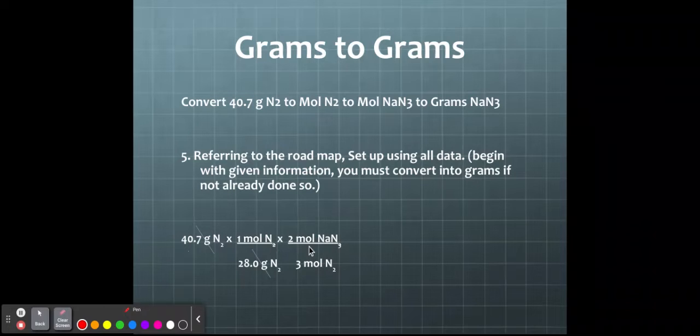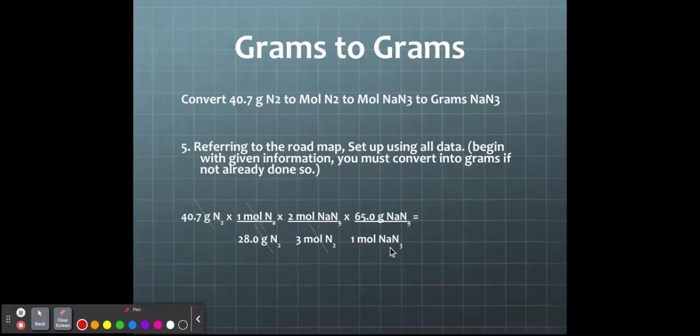Now we're left with mole NaN3, and that's what we're looking for, but we're looking for grams. So we have to multiply it again by another conversion factor, the third one, which is going to be the molar mass of NaN3. Okay, so we put our molar mass right here, and then the mole NaN3 and the mole NaN3 will cancel here. And we're going to do the math. We're going to multiply everything in the numerator and divide it by everything in the denominator. Okay, and you should get 62.9 grams NaN3. Okay, this is the last unit left over. This is what we're looking for. This is our answer. All right.